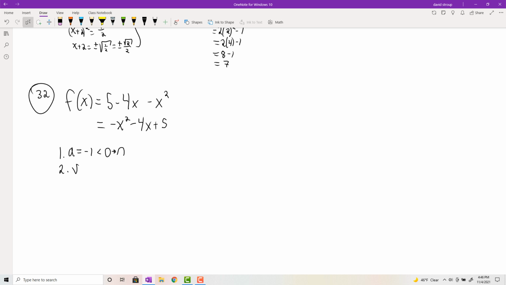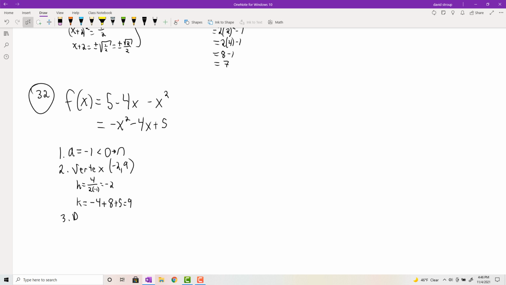Secondly, then the vertex. So for the vertex, you have to have the vertex formulas memorized. So the x-coordinate is going to be -b all over 2a. So in this case, -(-4) is 4, all over 2 times -1, will be -2. And then for the y-coordinate, you just plug it back into the function. So you'll have (-2) squared is 4, minus 4 times -2 is plus 8, and then plus 5. So it'll be 9. So the vertex is at (-2, 9).